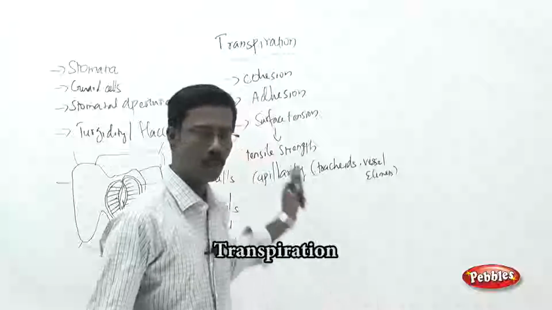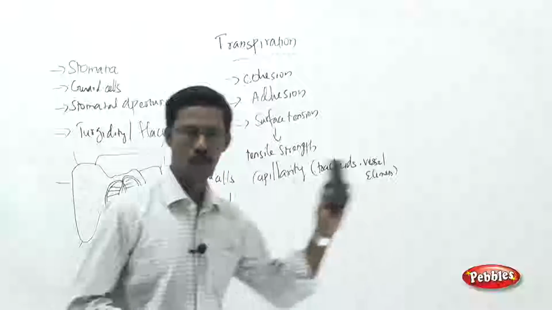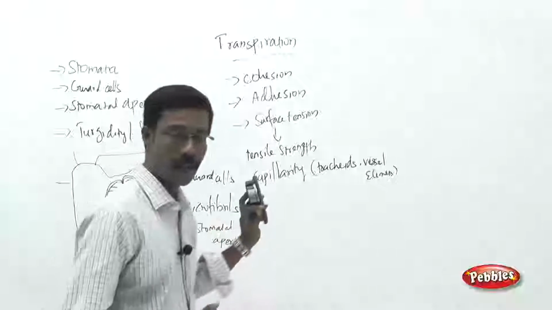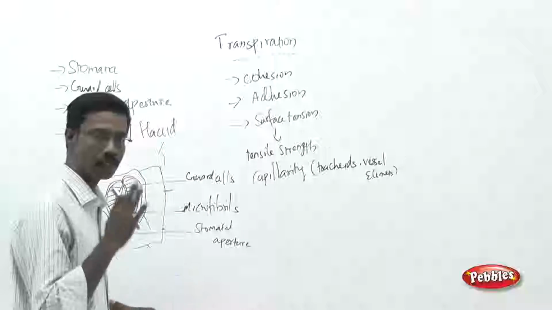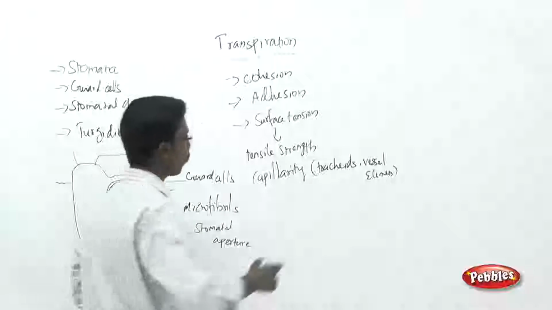Dear students, today we are going to continue with the topic of the movement of molecules from one place to another in a plant cell. As I told you in the last class, today we are going to see something about transpiration. Transpiration is the loss of water through the leaves of the plants.